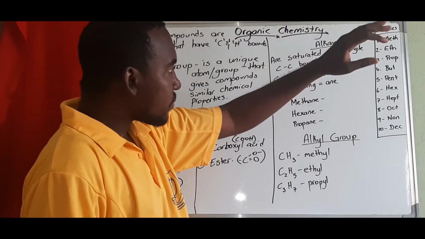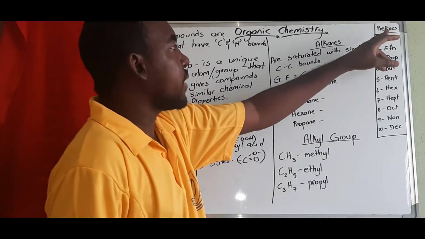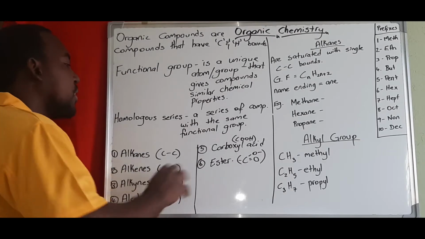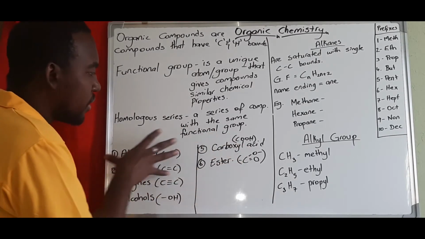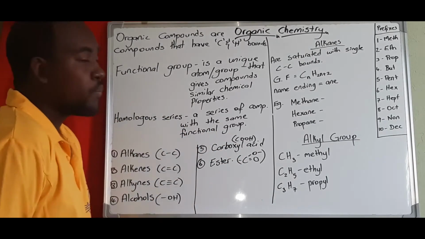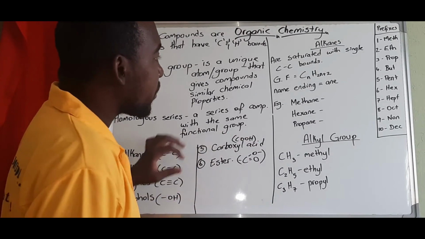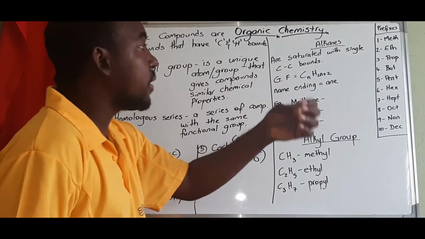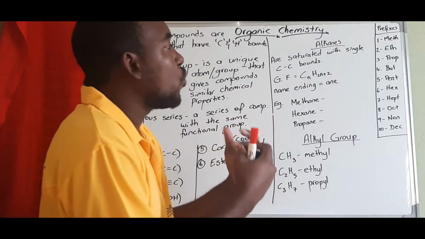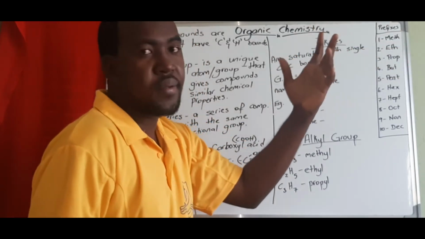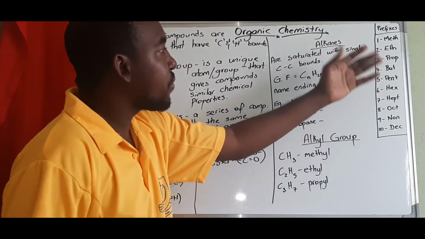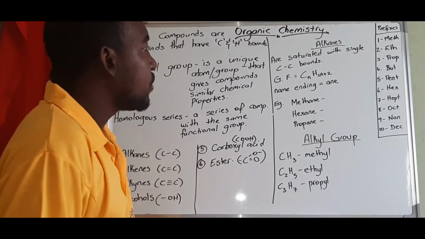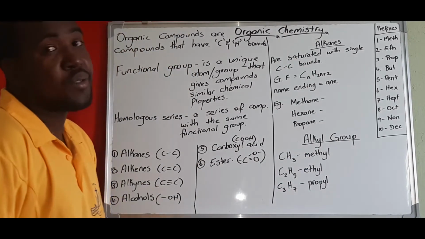But before we go to alkanes, these prefixes are going to be important in naming the compounds under these series. It doesn't matter which group you're in, they always start with the prefix that represents the number of carbons. If it's one carbon, it's meth. If it's two carbon, it's eth. Three carbon, prop, four, but, and it continues like that. So let's look at alkanes and see how it works.